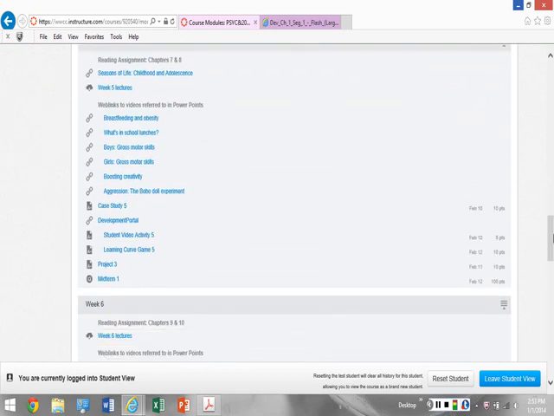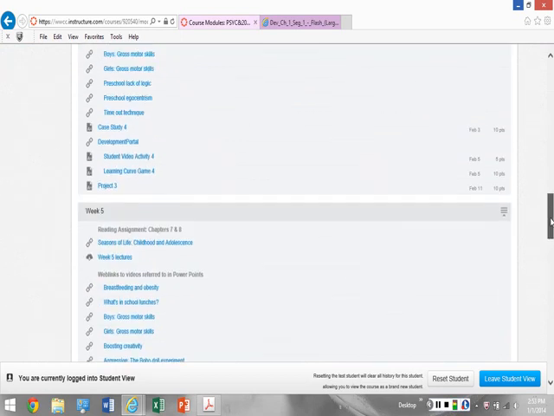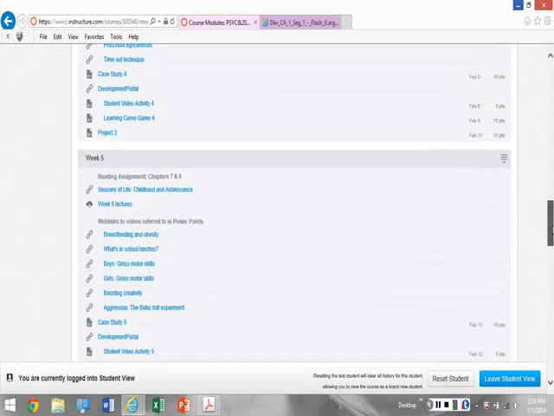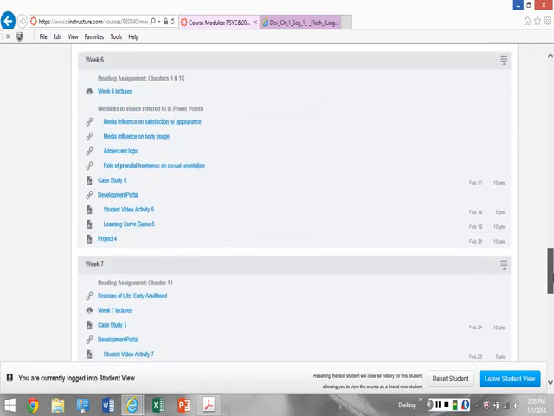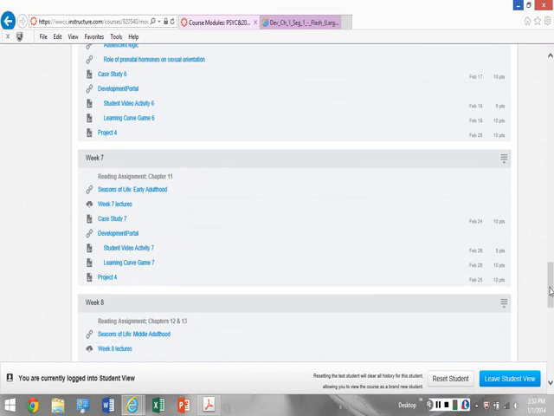So you'll see midterm 1 is listed, and it'll be available in week 5, right? Because week 5 begins on February 6th and ends on February 12th. And then week 10 is when you'll find midterm 2.